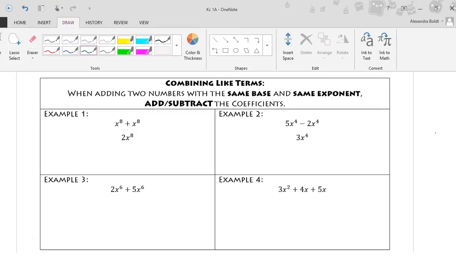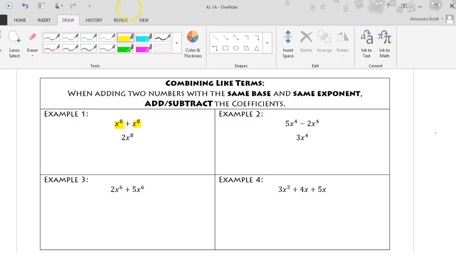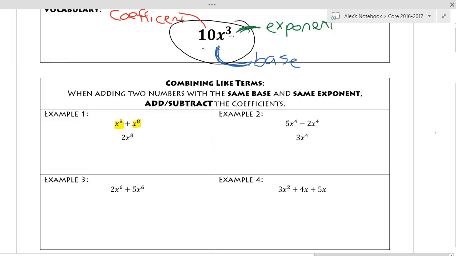So if you look at our first example here, I have x to the 8th and x to the 8th. Those are the same base and same exponent. So all I'm going to do is add the number in front. Remember, when there isn't a number in front, it's just 1. I have 1x to the 8th and another x to the 8th. I have a total of 2x to the 8th. 1 plus 1 is 2.